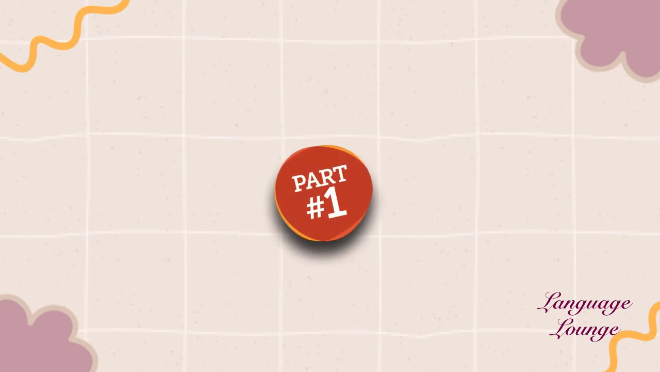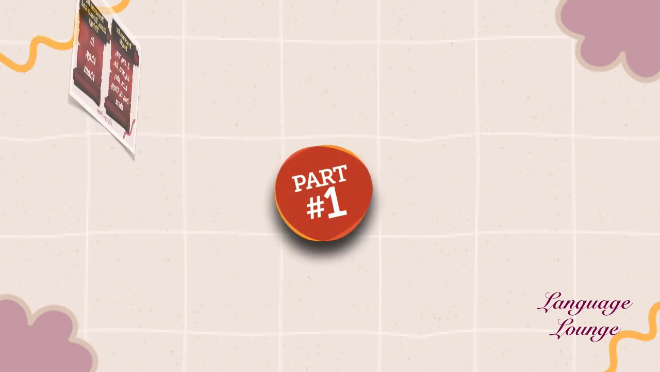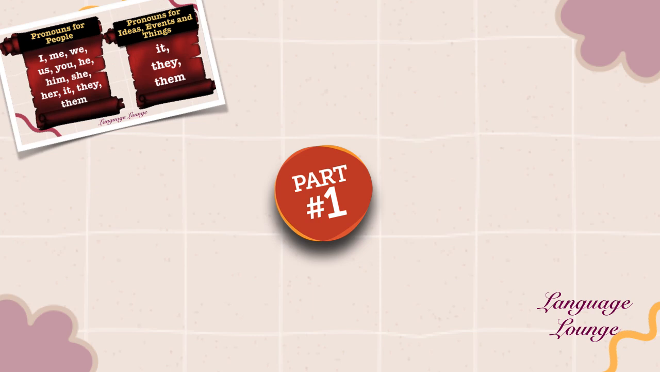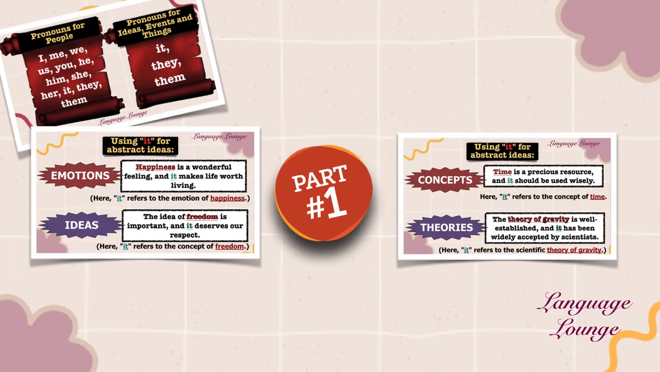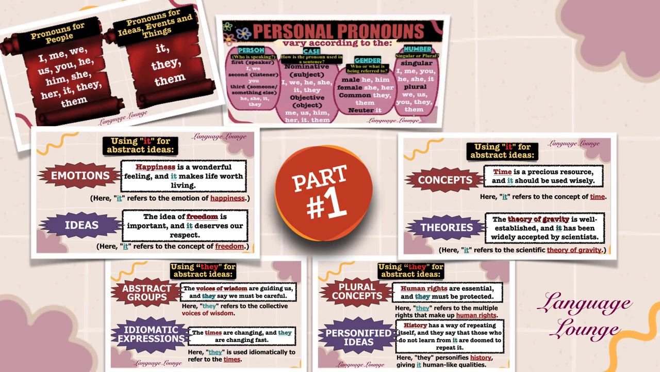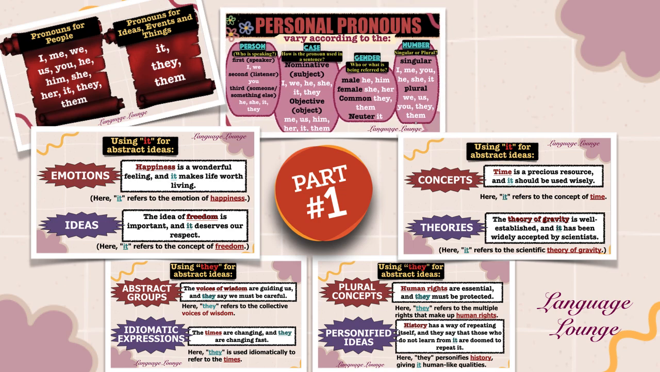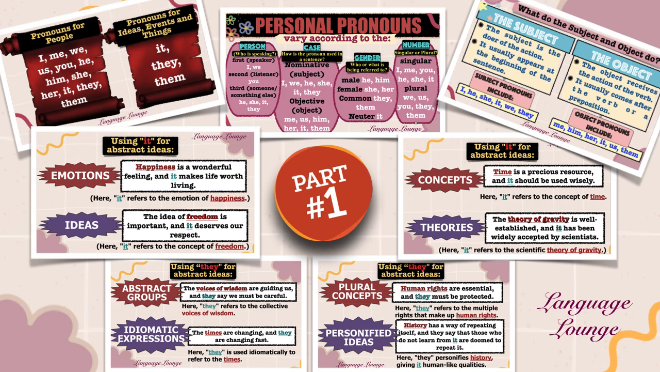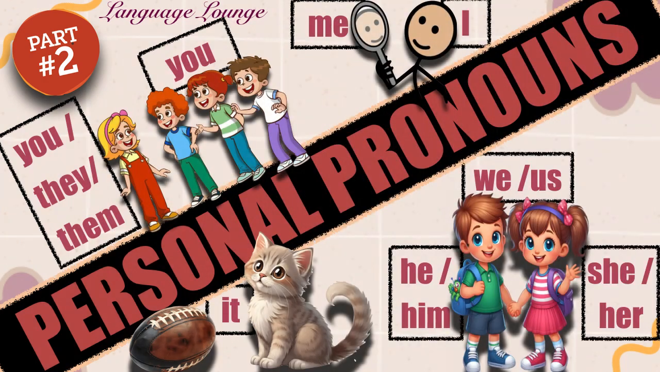Previously, in part 1 of our personal pronouns adventure, we uncovered how personal pronouns bring life to people, ideas, events, and things. We decoded the mystery behind pronouns like it and they. We explored how pronouns change based on person, case, gender, and number, and we cracked the code on the difference between subjective and objective pronouns. But the journey isn't over yet. Part 2 is here, and there is so much more to discover. Let's dive right into today's lesson.